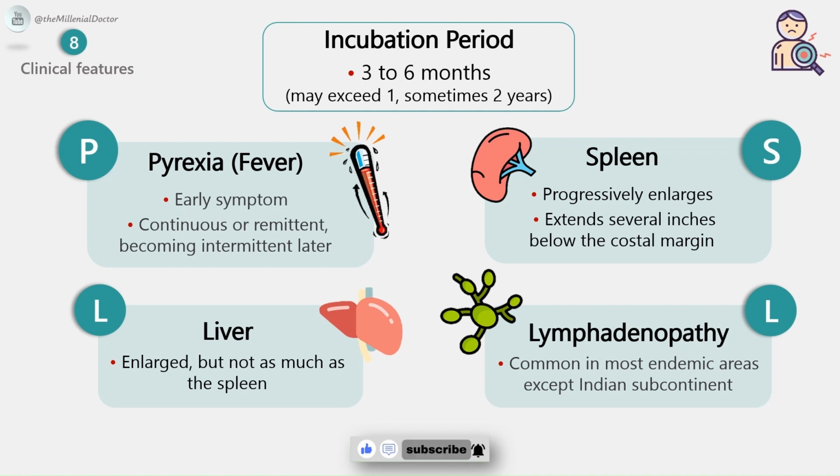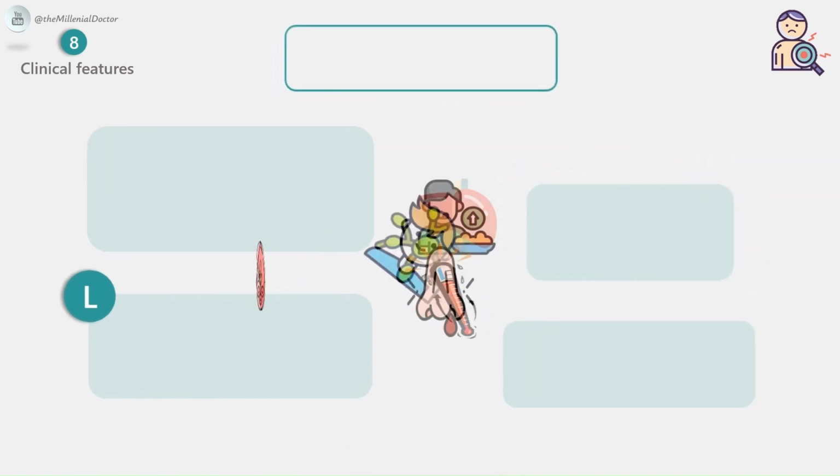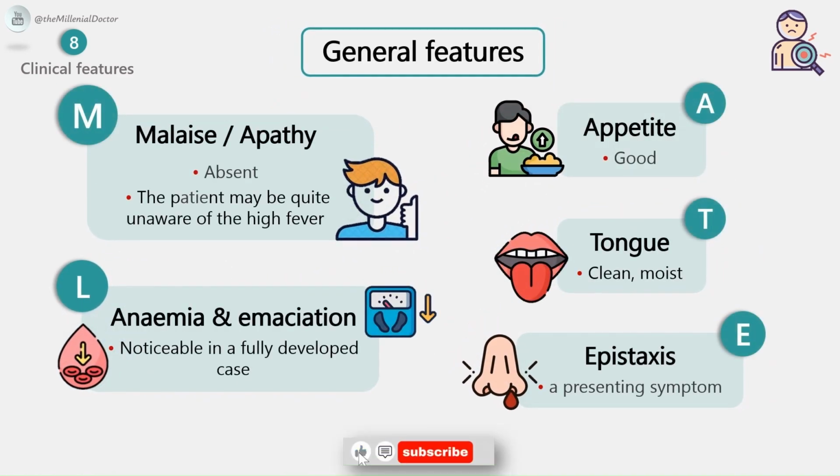This is common in most endemic areas except Indian subcontinent. Then the general features. There is no malaise or apathy and the patient may be quite unaware of the high fever. The appetite is good with a clean, moist tongue. Epistaxis may be a presenting symptom. In fully developed case, emaciation and anemia become noticeable. Cachexia with marked anemia, emaciation and loss of appetite is seen.